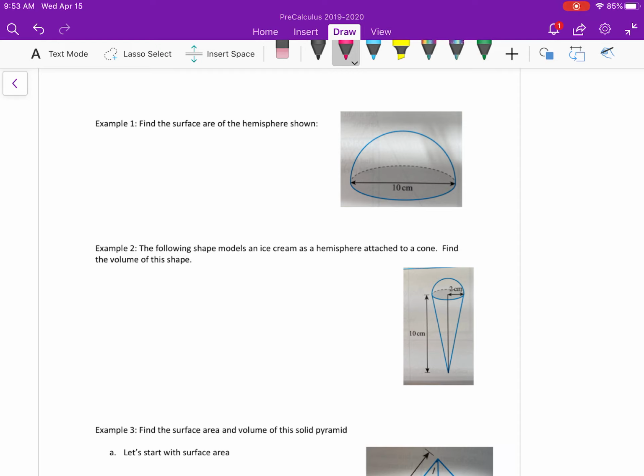Example 1, find the surface area of the hemisphere shown. Well, first of all, a hemisphere is half a sphere plus a circle, right? So we've got the sphere part up here, and then we've got the circle down here. So you have to take into account both parts.